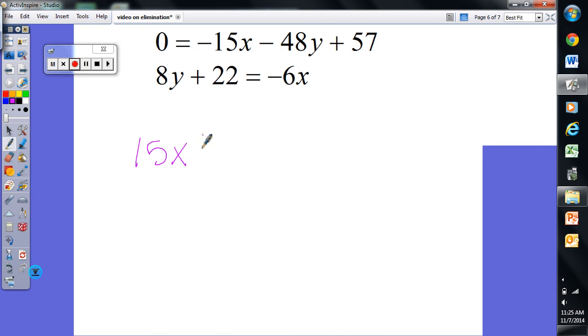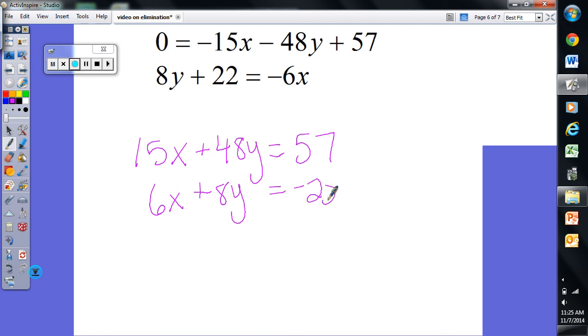I'm going to add 48y, so now I have plus 48y. Equals, I'm going to leave the 57 on the other side. In this equation, I'm going to add the 6x over here. I'm going to leave the 8y, and I'm going to move the 22 to that side and make it negative. Again, we have the situation where there's nothing I can multiply 6 by to get it to cancel out with 15. But there is something I can multiply the 8 by to get it to cancel out with the 48. And that would be a 6.